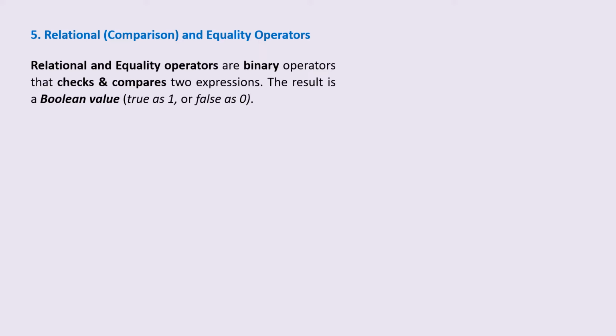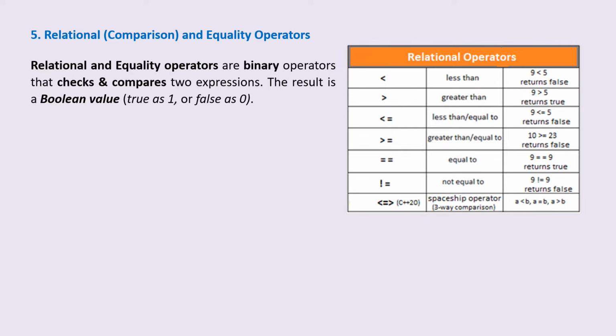Fifth major operator is the relational or comparison and the equality operators. Relational and equality operators are binary operators that check and compare two expressions. The result is a Boolean value where true carries numeric value 1 and false, numeric 0. You already know most of them. Let's take a closer look.